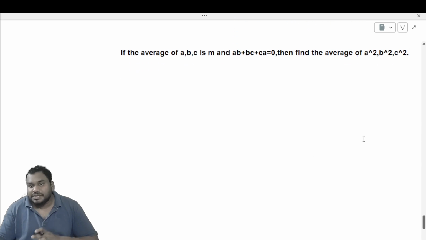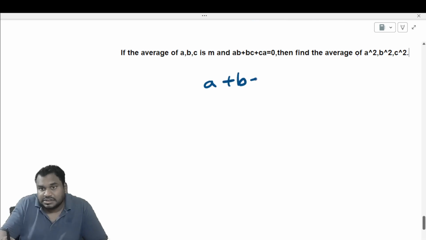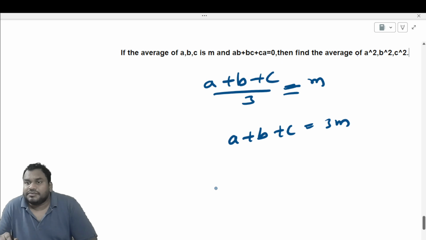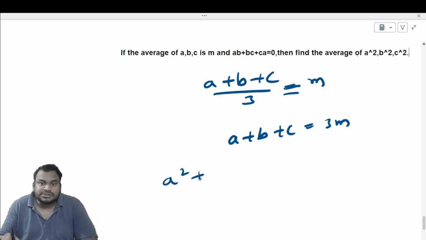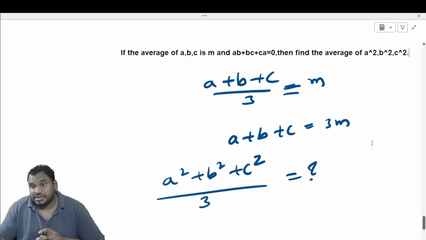So if the average of A, B, C is m, the ABC average is given. So it means (A plus B plus C) divided by 3 is equal to m. Then from this, A plus B plus C is equal to 3m. Find the average of A square plus B square plus C square. See, the average of A square plus B square plus C square is nothing but the sum divided by 3. So this value is asked. How to find this value?